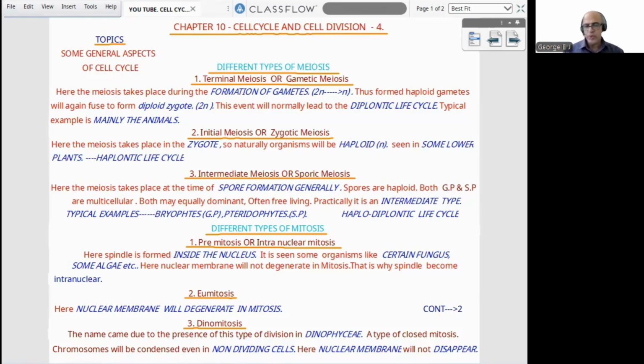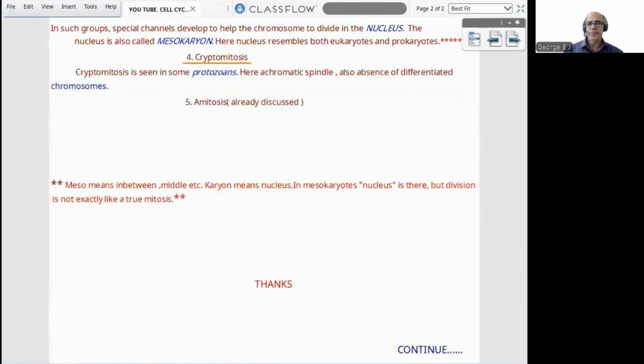Next is eumitosis. In eumitosis, as we already know, the nuclear membrane will degenerate in mitosis. And third is denomitosis. The name came due to the presence of this type of division in a group called Dinophyceae. Here also it is a closed mitosis. Chromosomes will be condensed even in non-dividing cells. Here, the nuclear membrane will not disappear. I think we can proceed to the next page.